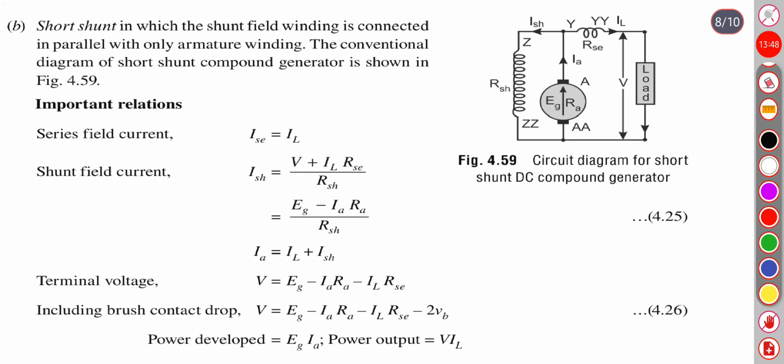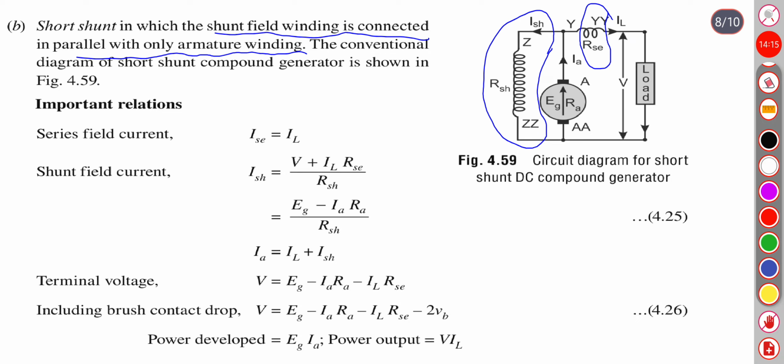Short shunt, in which the shunt field winding is connected in parallel with only the armature winding. So this is the series field winding and this is the shunt field winding. Only the shunt field winding is across the armature. That's why it is called short shunt.